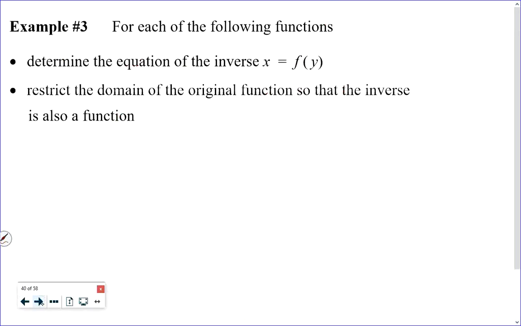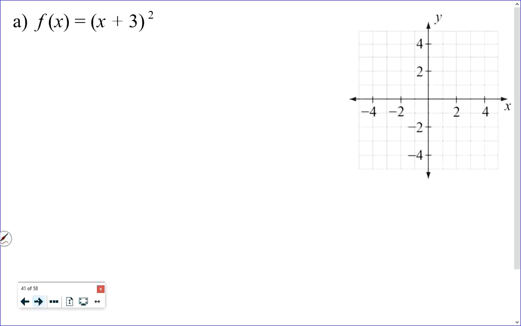Right? For each of the following functions, determine the equation of the function. And this is the thing that I said is complicated for students. But we're going to keep going back to it numerous times. How do we restrict the domain of the original so that the inverse is a function? So I think part of the problem is people not understanding what this is asking. Do you agree, though, if we just take a look at A, that this is a quadratic function which will be a parabola?